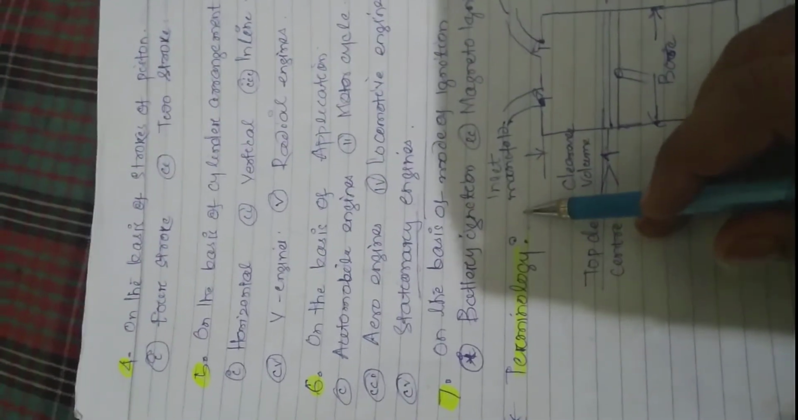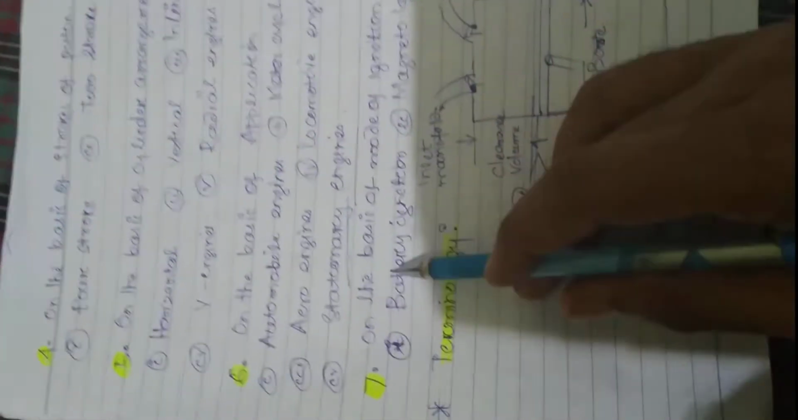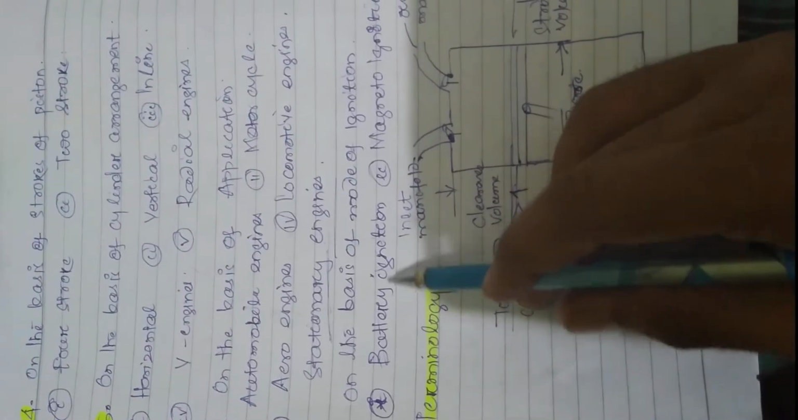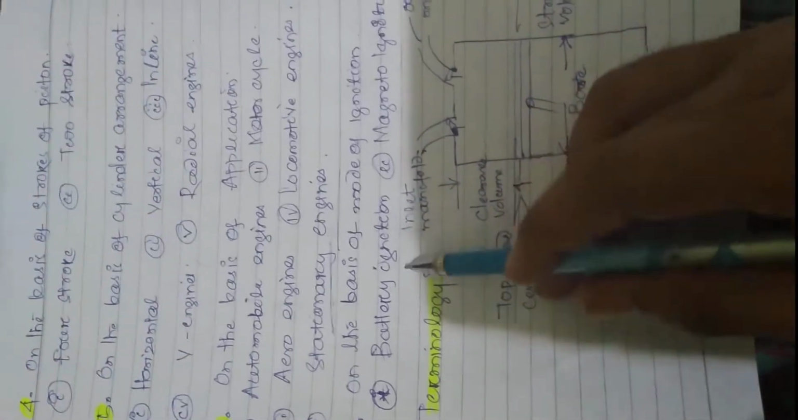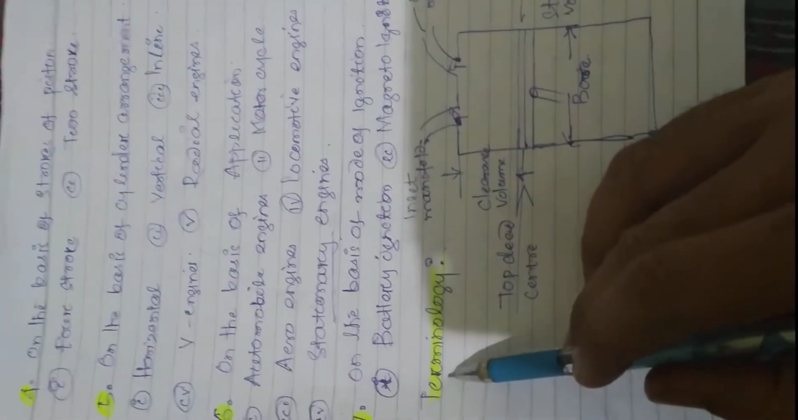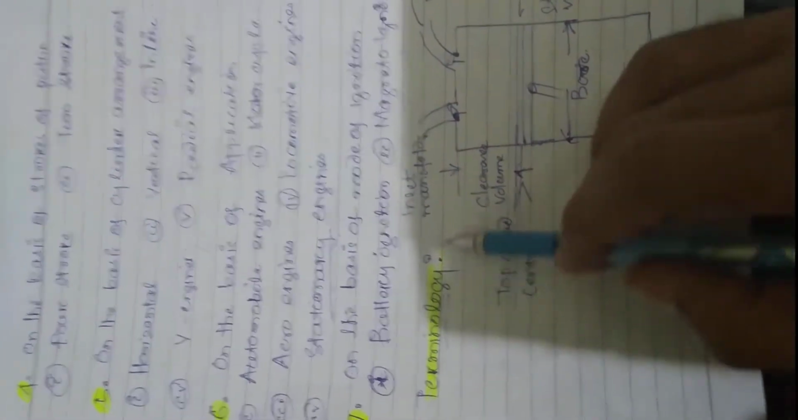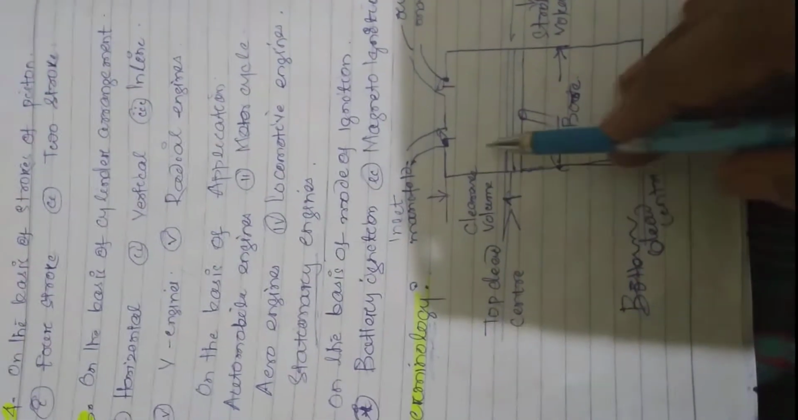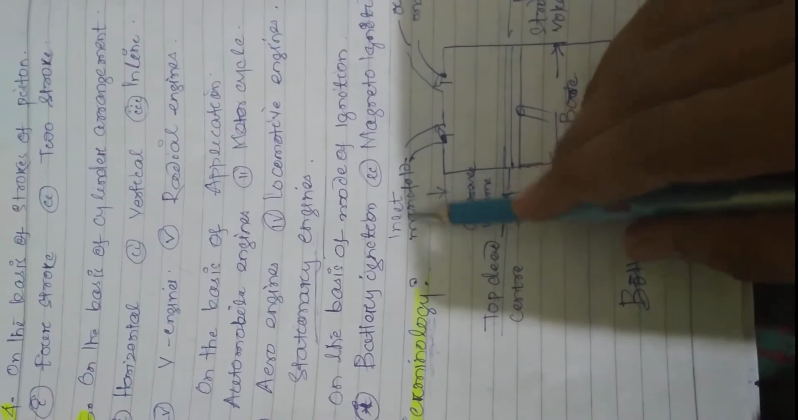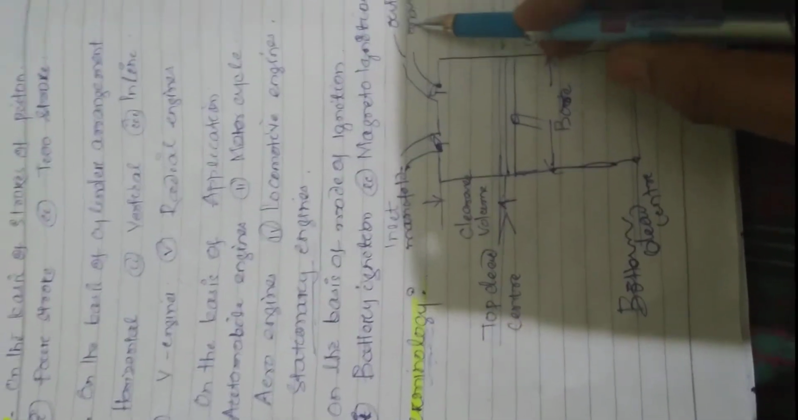On the basis of mode of ignition also, we are categorizing battery ignition and magneto ignition. These are the classifications. Now let's talk about the terminology. If we talk about the terminology, we'll see there are terms like inlet manifold and outlet manifold.